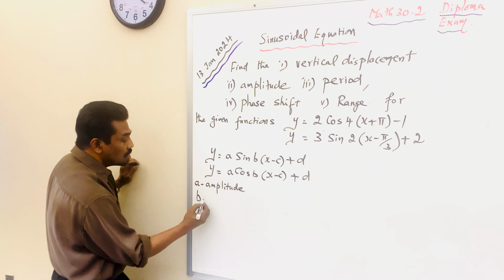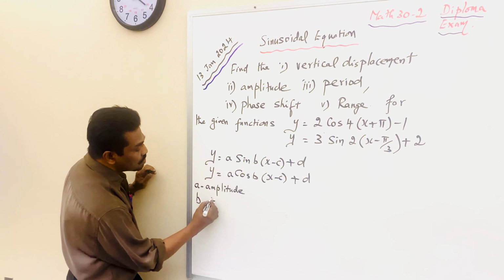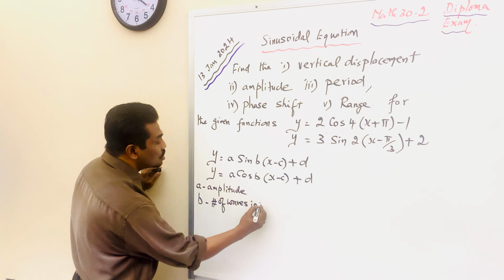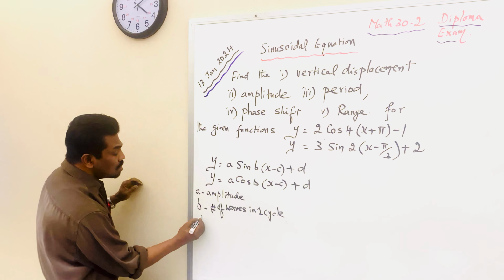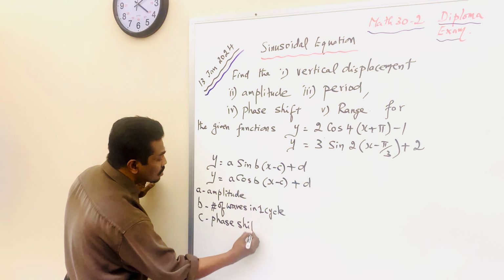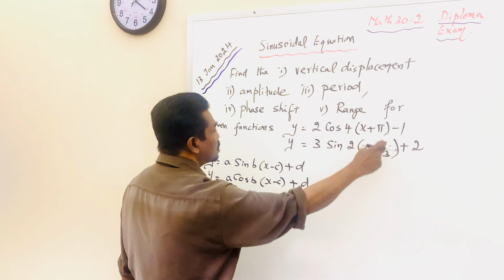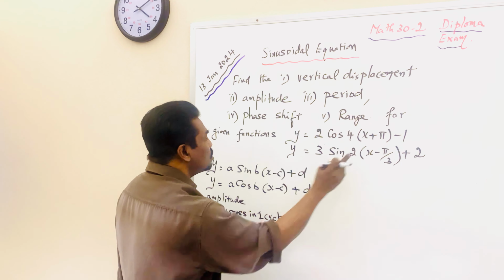and B is the number of waves in one cycle, and C is the phase shift. Sometimes there won't be any phase shift, but in this case we have a phase shift because it starts from pi. Here it starts from the other side, pi over 3.